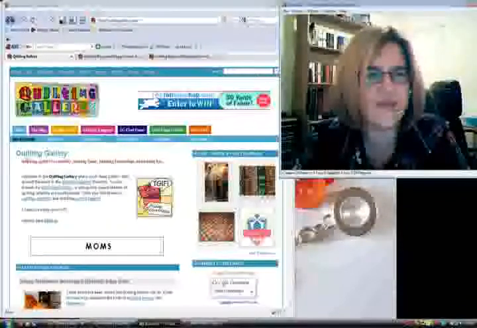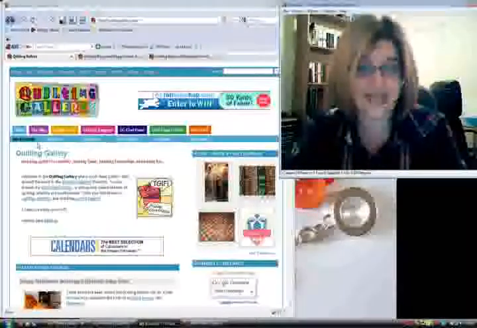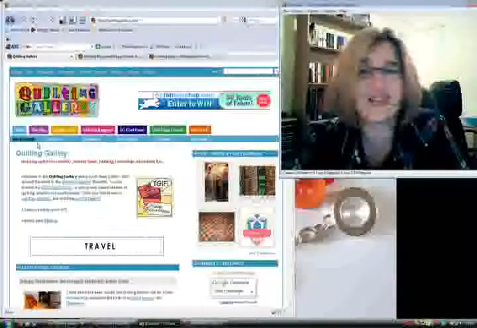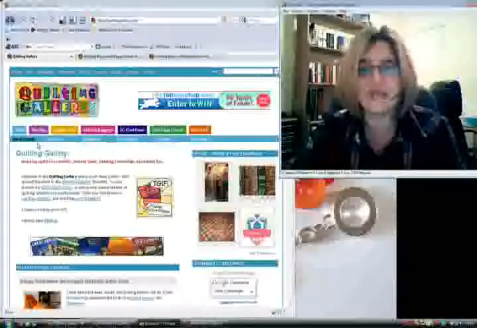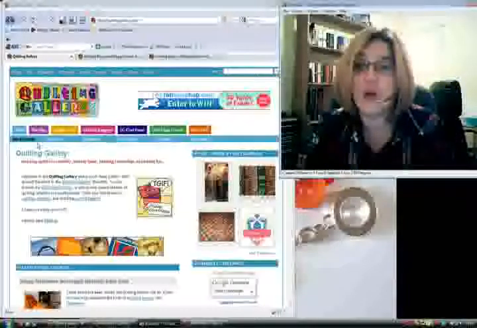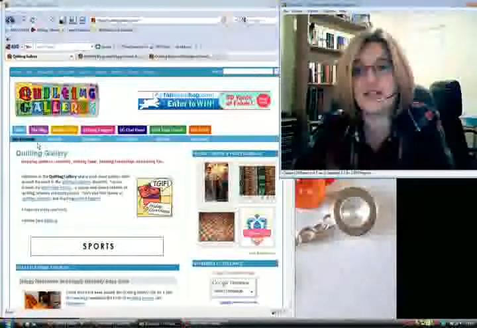They've got areas for a blog, which is the Quilting Gallery blog, as well as Quilter's blog. So it gives you that sense that you can move through one blog onto the next to the next.